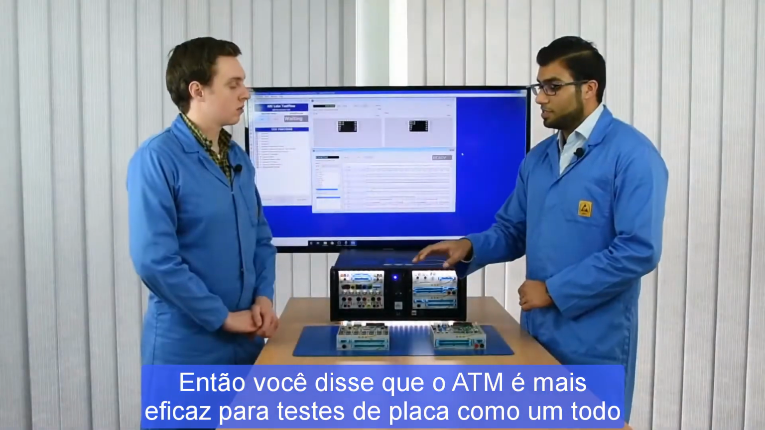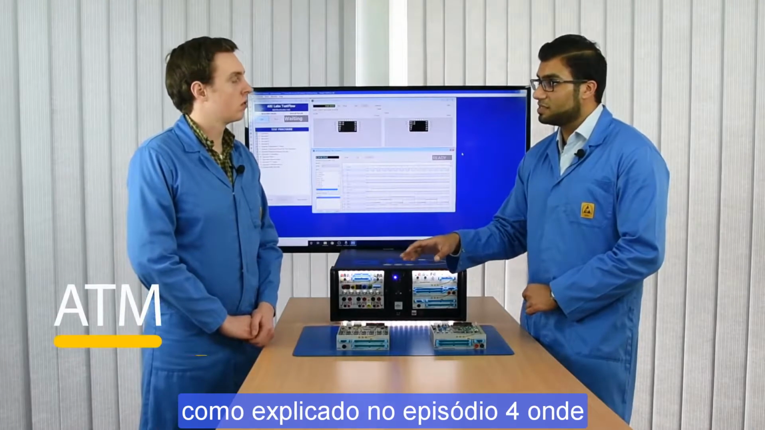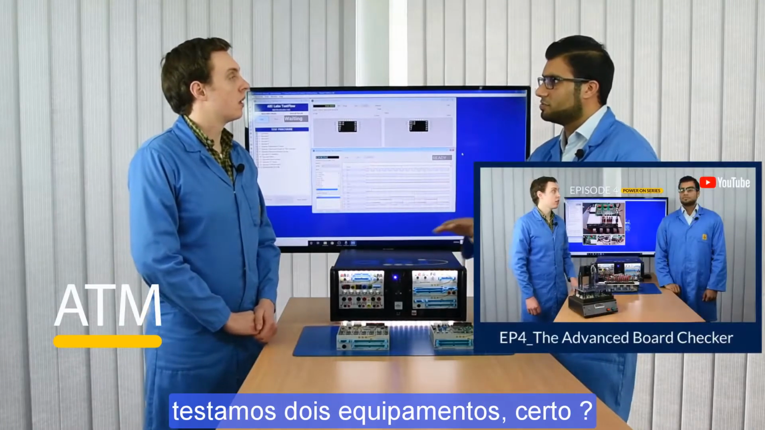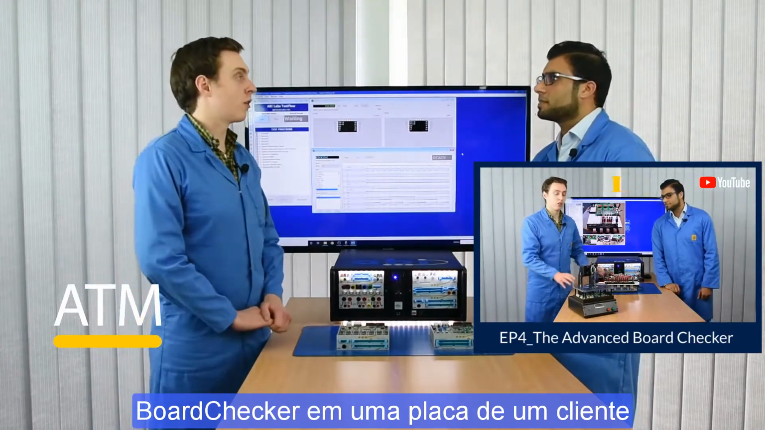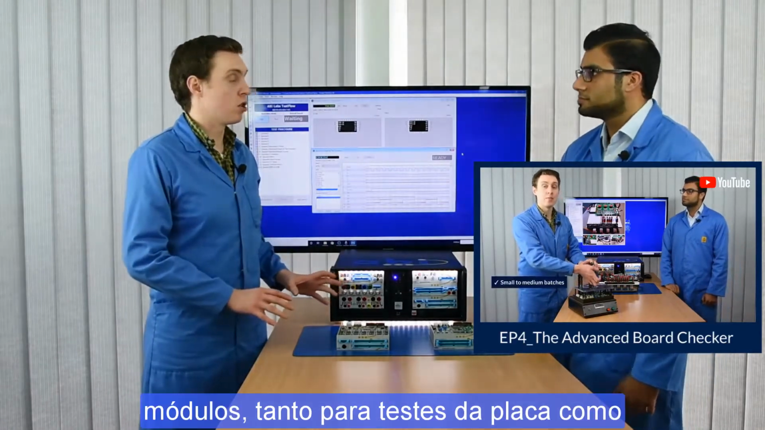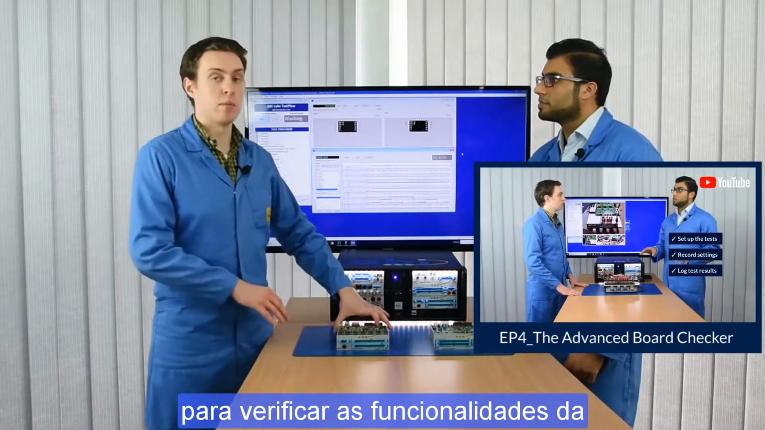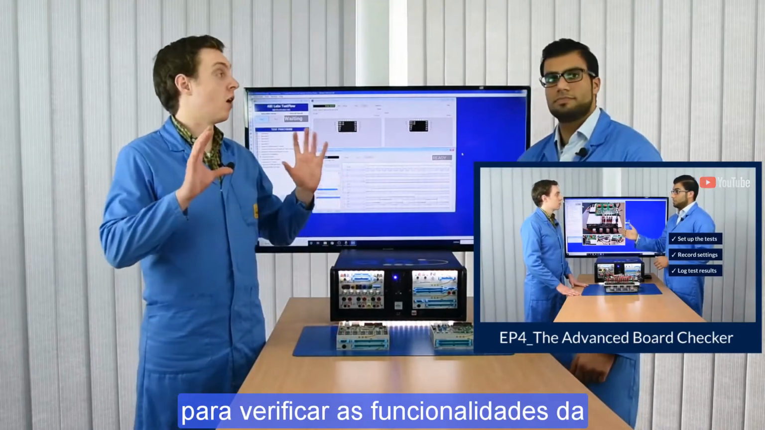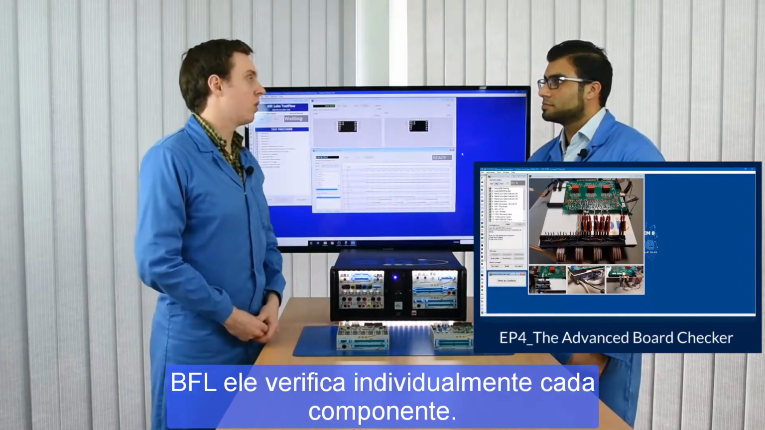With the ATM, I would say that's more useful when it comes to board level tests, as explained in episode 4, where we looked at the 2 test rigs. We had a test rig from our military customer, and we actually used both of these modules to check the entire board. We used the ATM to check the majority of the functionality of the whole PCB assembly, and then went into detail and checked each individual component with the BFL.